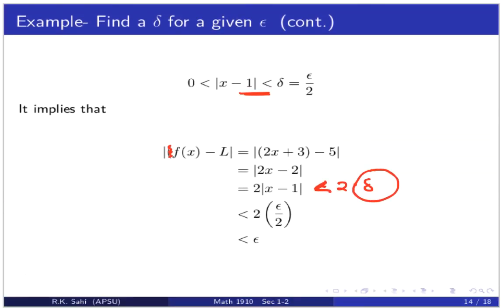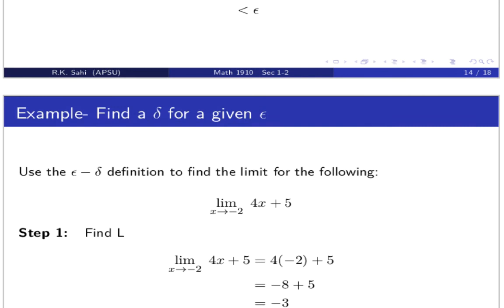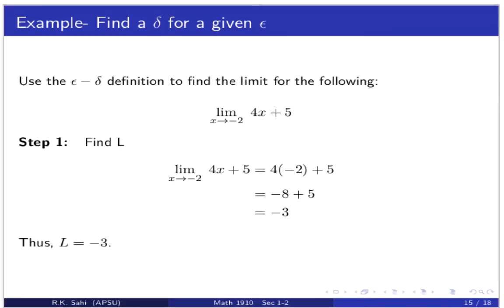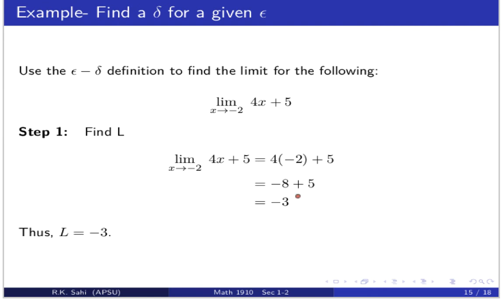Okay, so I'm going to do another example, which will give you an idea how to do these problems. Use the epsilon-delta definition to find the limit for the following. The limit as x approaches minus 2 of the function 4x plus 5. Step 1, you find L. If you notice this function 4x plus 5, you simply substitute wherever the x is going. Remember, this is your c. Plug it in wherever the x is in the function. So 4 times minus 2 plus 5 is minus 8 plus 5, which is minus 3. So the L value, the limit for this function, is minus 3.